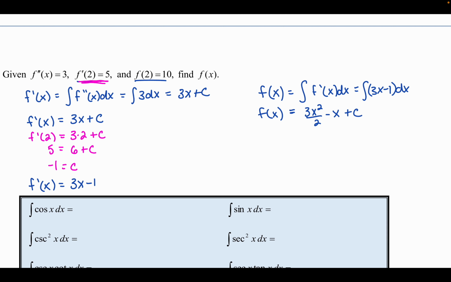Okay, so here I need to find what c is. Again, I'm going to use this piece of information I've been given, that f of 2 equals 10. So I'm going to do f of 2. I have 3 halves times 4 minus 2 plus c, and I know that that equals 10. That cancels out.